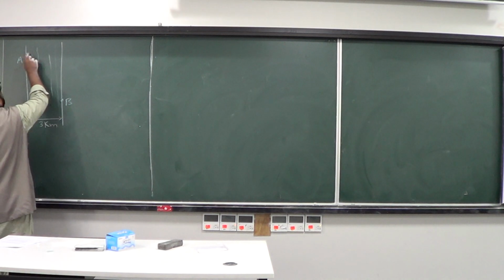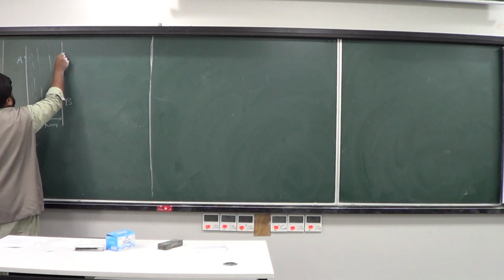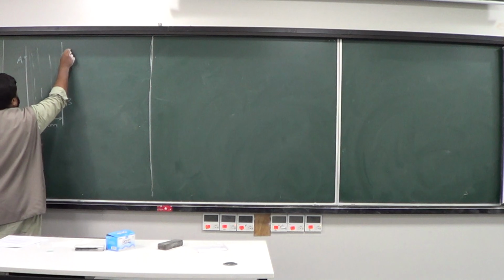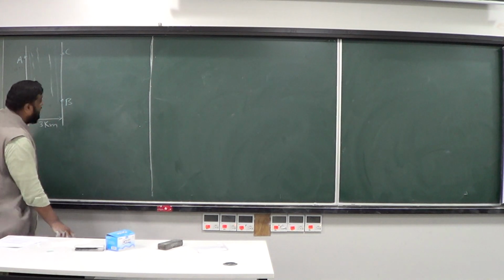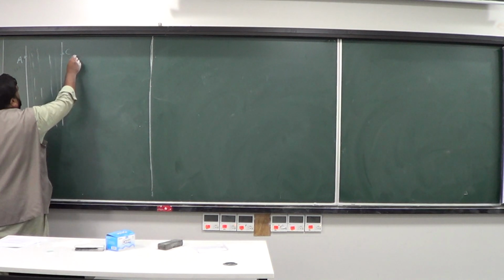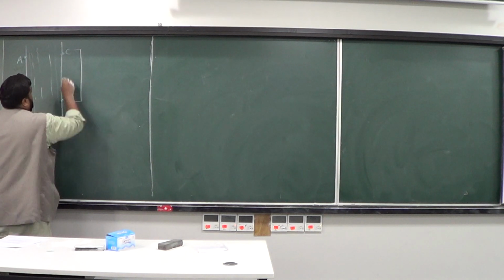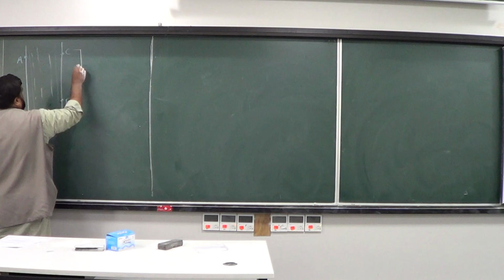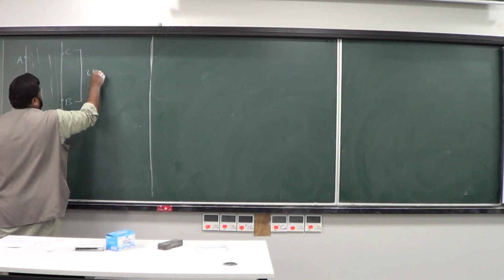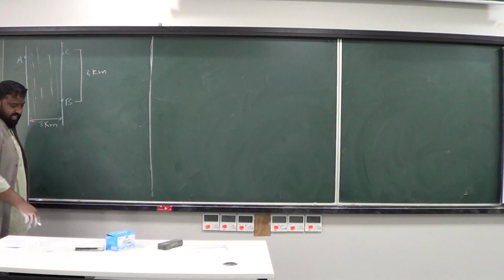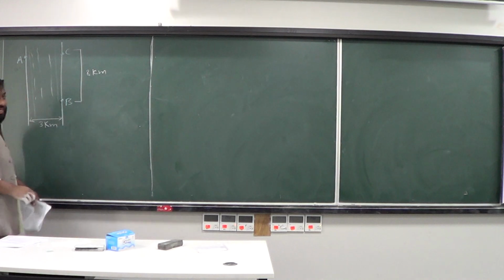So if this is the point A, the point right in front of A is C actually. Say, given that the distance between the point C and the point B is 8 kilometers. Okay? 8 kilometers.